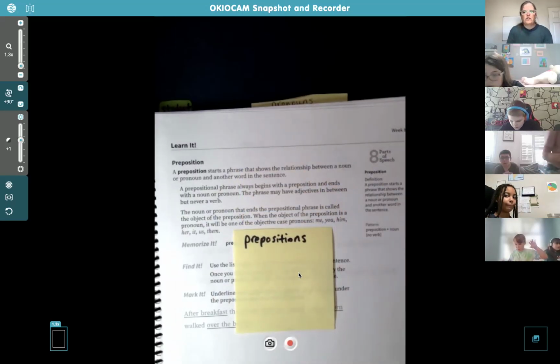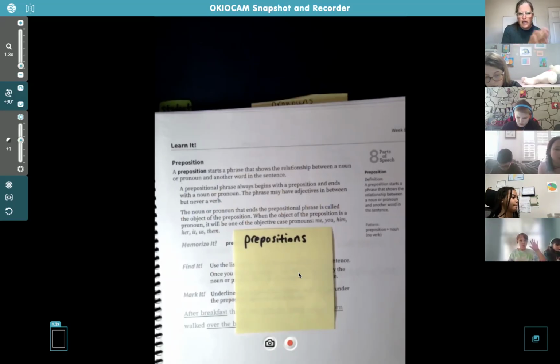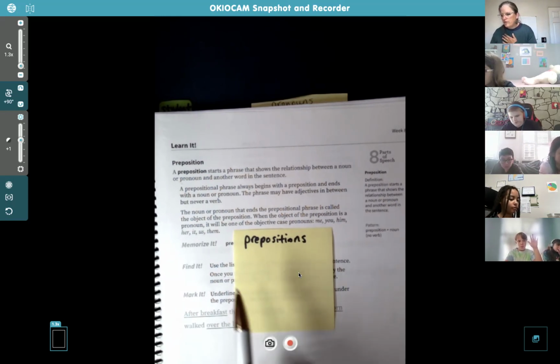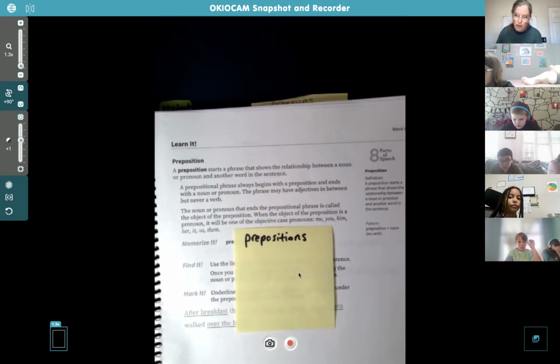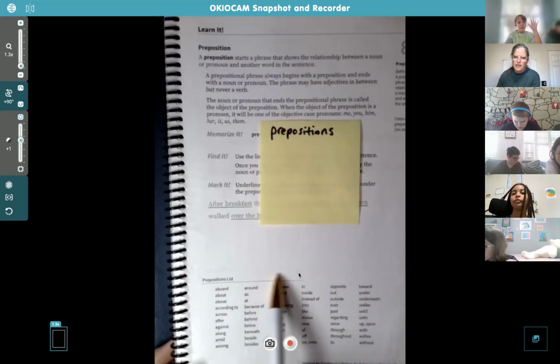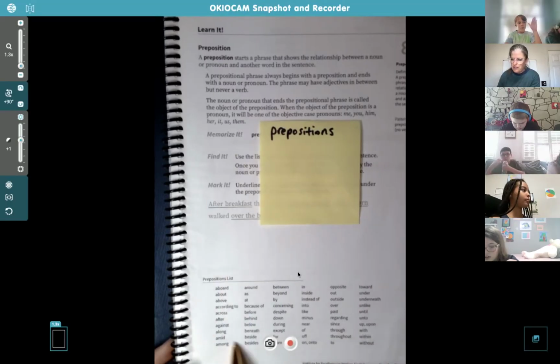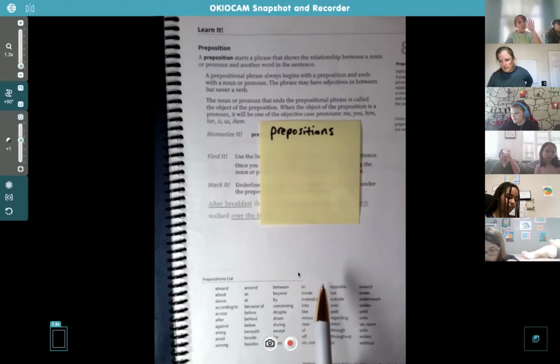So a preposition starts a phrase. It's part of a group of words that shows the relationship between a noun or a pronoun and another word in the sentence. So it says a prepositional phrase always begins with a preposition. And you're going to see at the bottom of your page a big list. Guys, see that down there? These are the prepositions. They're called prepositions. You know how we have nouns and verbs and adjectives? These are called prepositions.